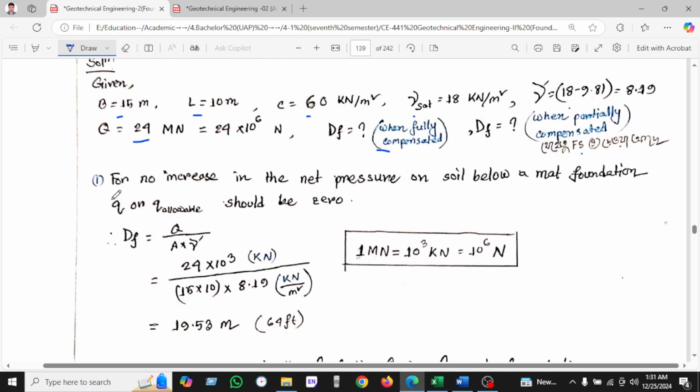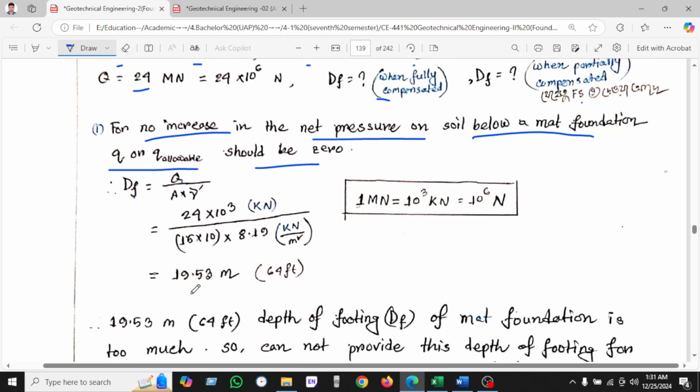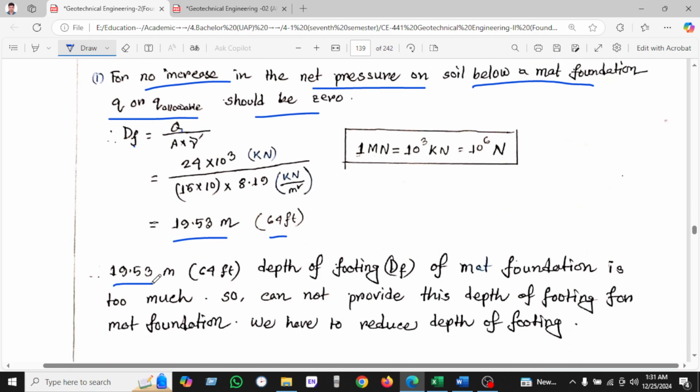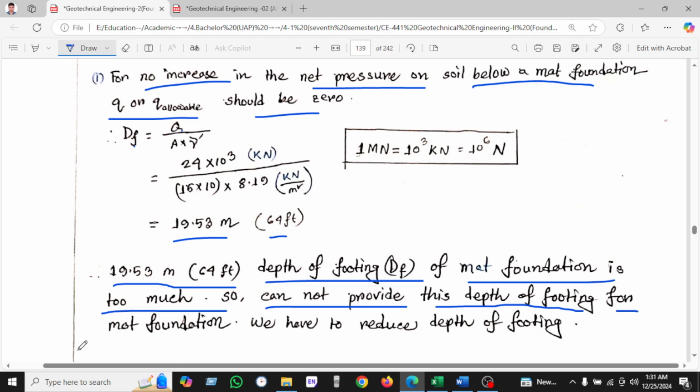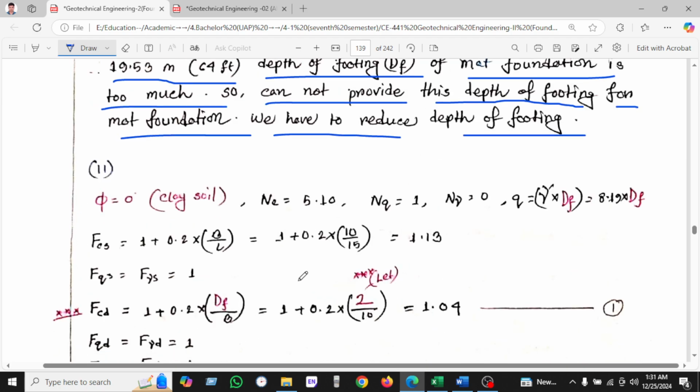Okay, so for question 1, for no increase in net pressure on the soil, the mat foundation Q net should be 0. That's why the depth of footing is Q divided by A gamma prime, and we found 19.53 meters, which is about 64 feet. So this is too much. So 19.53 meters or 64 feet depth of footing for a mat foundation is too much. So we cannot provide this depth of footing for the mat foundation. We have to reduce the depth of footing. So now we'll see how we'll reduce it.